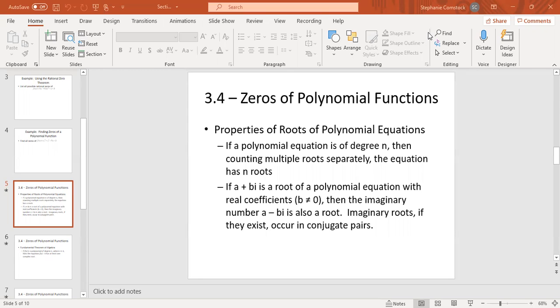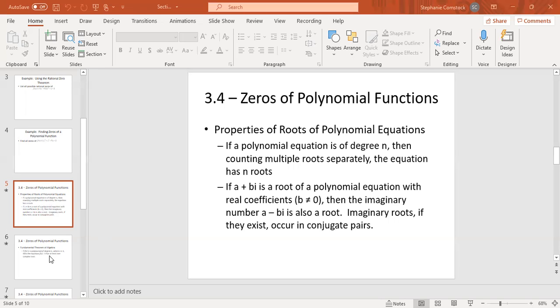Now, the other thing is that if a plus bi, so a complex number, if it's in that format, is a root of a polynomial equation, then its conjugate, its complementary, or its complex conjugate will also be a root. Okay, they always happen in conjugate pairs. So if you get one, you automatically get the other. Kind of buy one, get one free.